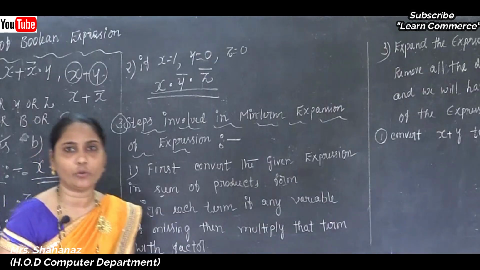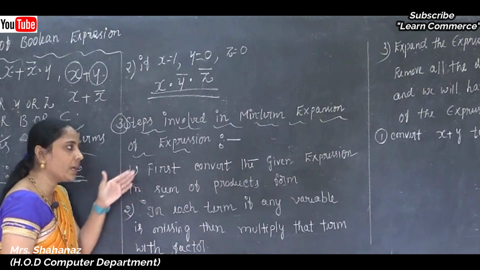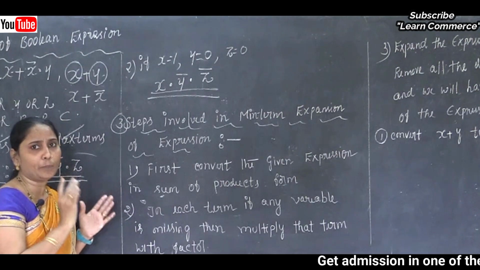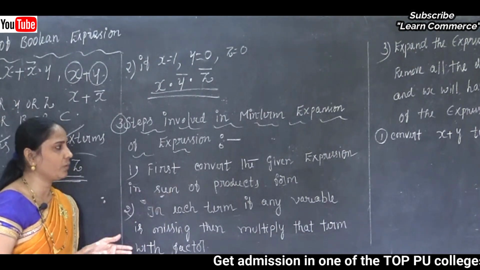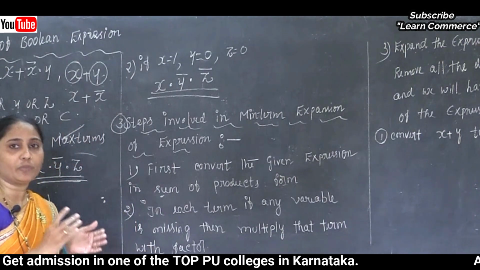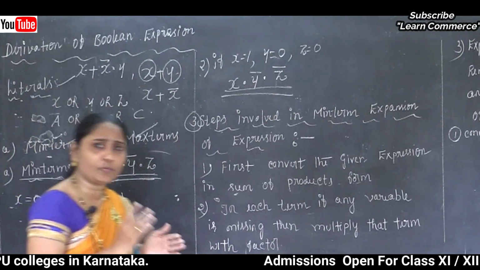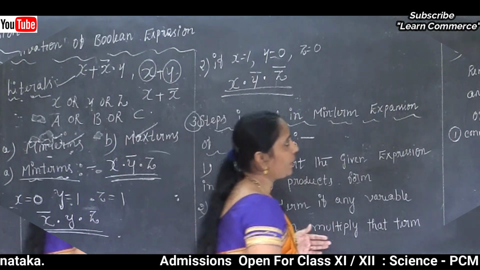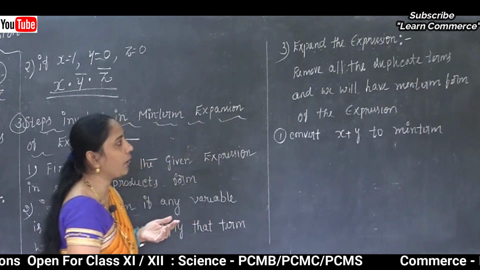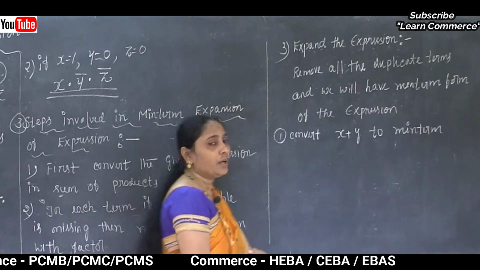But I know there may be some confusion for everyone about this, because I only said the points one by one. The three points are there. First, convert the given expression into sum of product form. Second, in each term, if any variable is missing, then multiply that term with the factor. And third, expand the expression, that is remove all the duplicate terms and we will have the Minterm form of the expression.